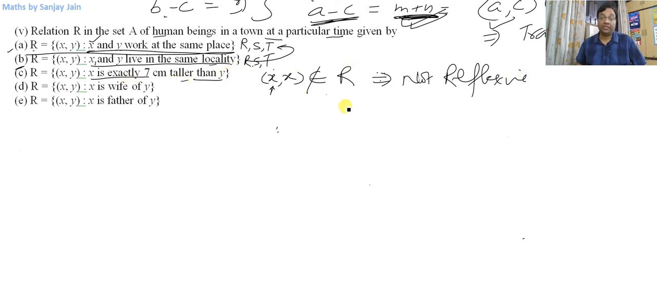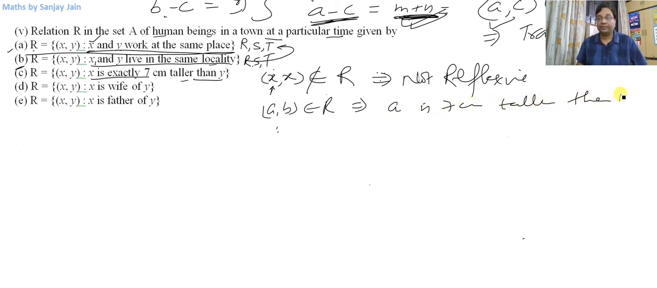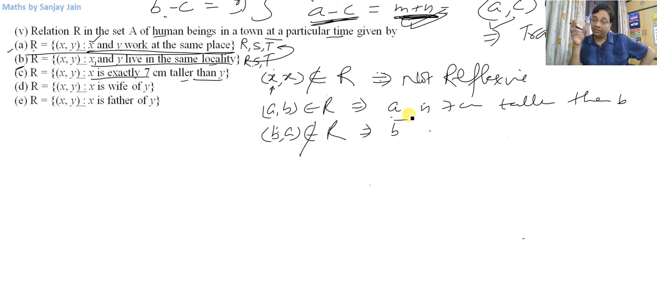What about it being symmetric? So if a comma b is present in relation R, that will mean a is 7 centimeter taller than b, right? So can b comma a belong to R? No, because if a is 7 centimeter taller than b, b cannot be 7 centimeter taller than a, right? Vice versa cannot be true. a is 7 centimeter taller than b, that doesn't imply that b is 7 centimeter taller than a. So I can say this is not symmetric.